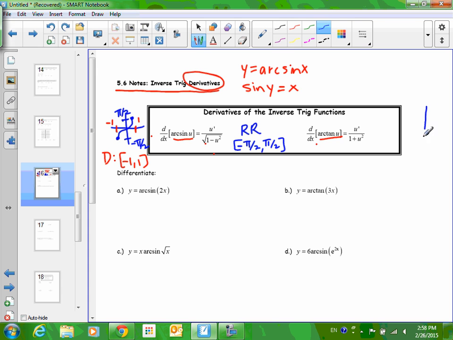Okay, arctan, the graph, you may or may not remember. Again, it looks like one cycle of tangent, but it's kind of thrown on its side, meaning it's reflected like that.